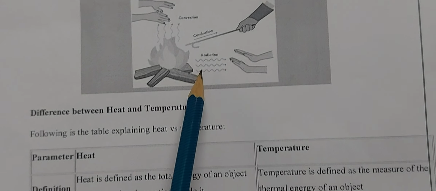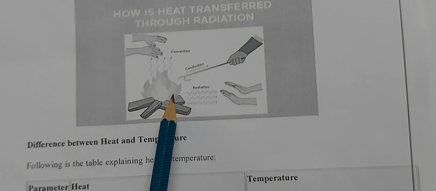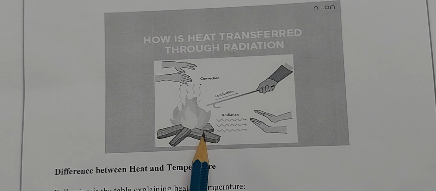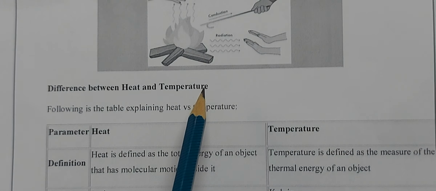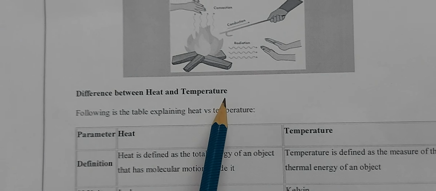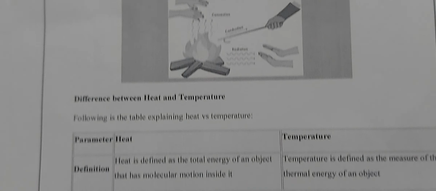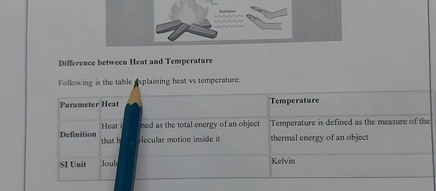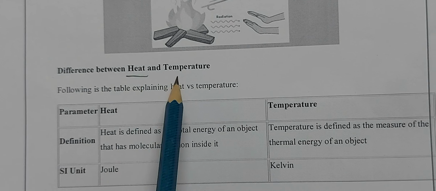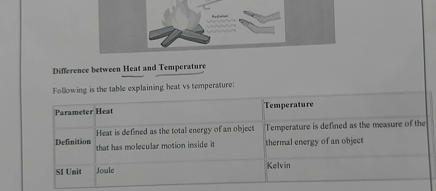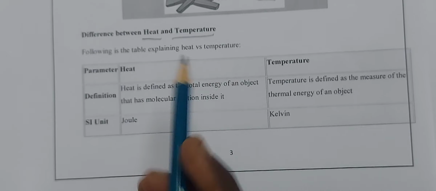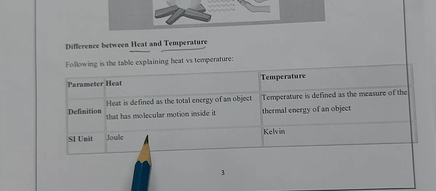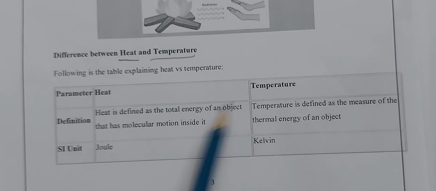In radiation, the heat will radiate from the hot sources. These are the types of heat transfer. First one is conduction, convection, and then radiation. Next we are going to see the difference between heat and temperature. This is the main reason many questions have been asked in most of the competitive exams. What is the difference between heat and temperature?